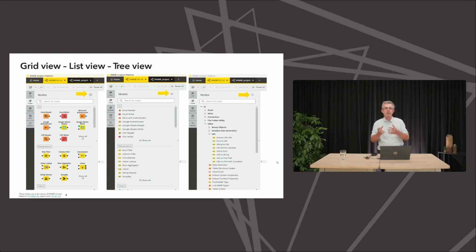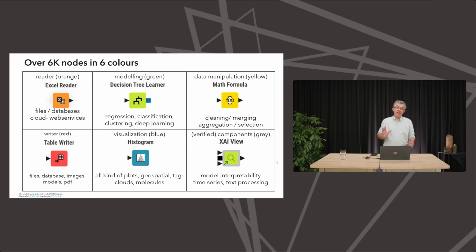I would advise you to try all those 3 views to see what view helps you the best to find the node you are looking for, because this can give you some inspiration. Because, as I said, there are over 6,000 nodes in 6 colors. And the colors are not chosen randomly. The orange nodes are reader nodes, for example, Excel readers, but also connection to cloud services, Databricks, Amazon Web Services, etc. All kinds of file formats can be read easily with the orange nodes.